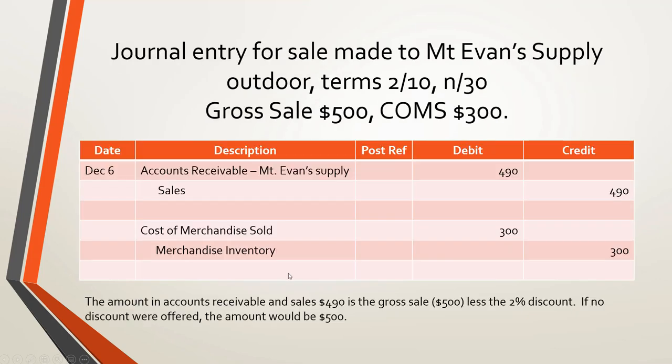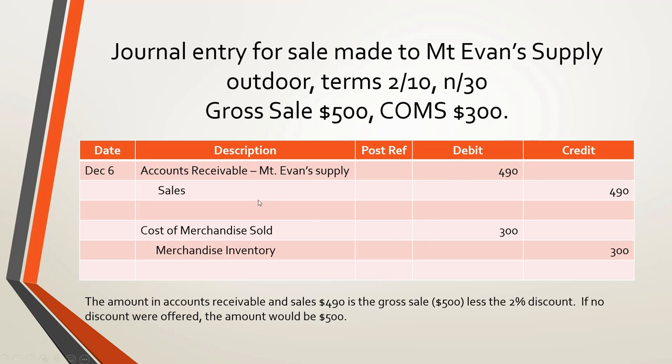Here we have an example of that same transaction that we did earlier, where we sold some stuff to Mount Evans Supply, and we've added in the fact that we have now a discounted term available. Remember, our gross sale to Mount Evans was $500, and our cost of merchandise sold was $300. If we throw in the option of a 2% discount, we would record that sale this way. We would debit accounts receivable for Mount Evans Supply. A 2% discount on $500 equates to $10, and so the amount that we would expect to collect is $490. We record our sales at that discounted amount as well, $490.